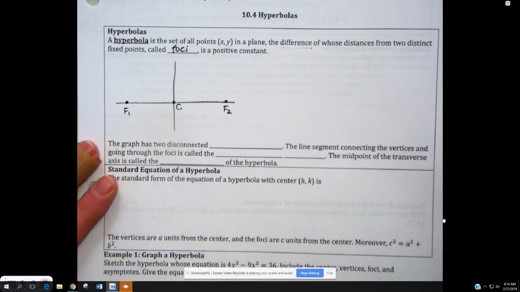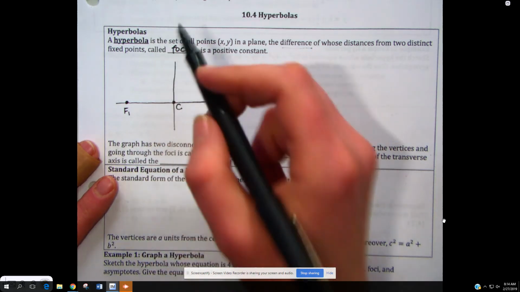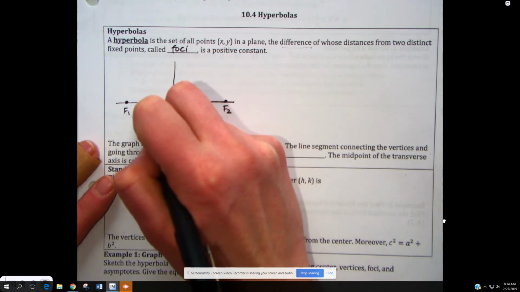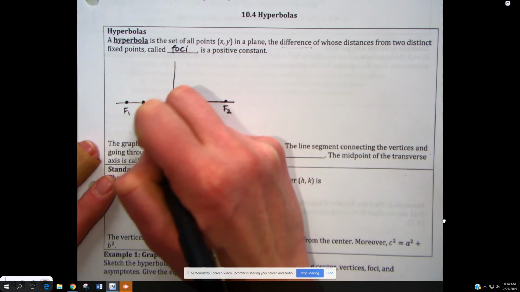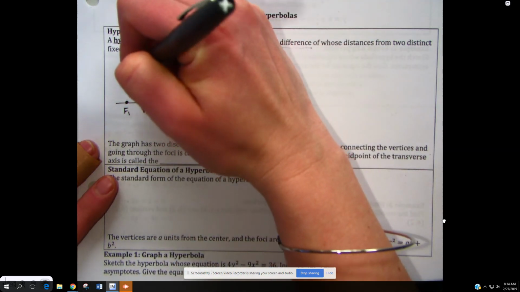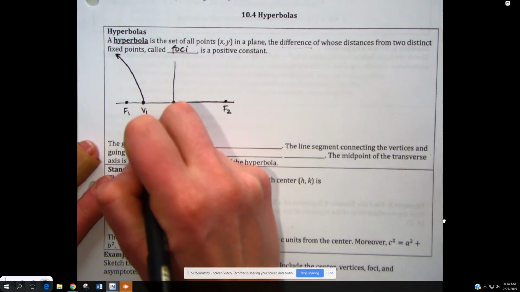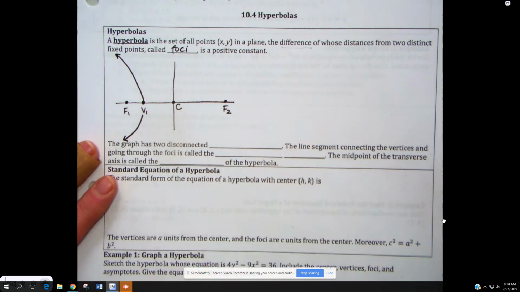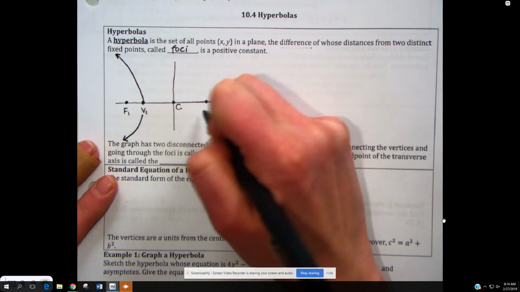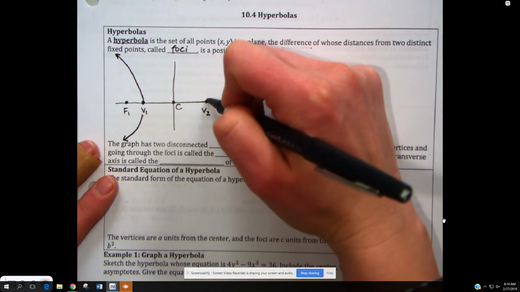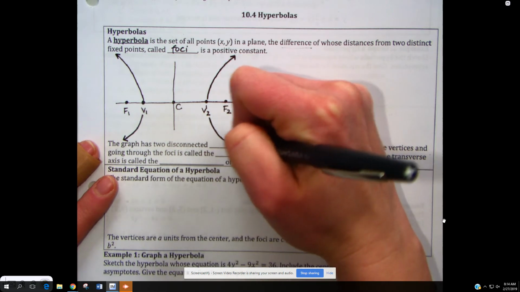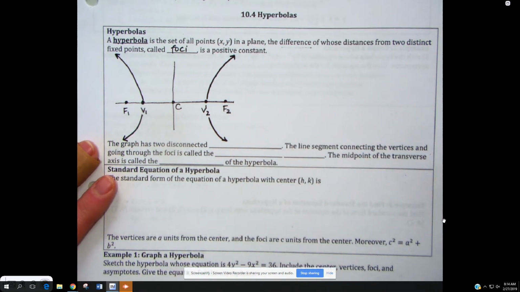When you're measuring your distances here, well, maybe I should sketch in the hyperbola first. It's kind of like you have two parabolas. So we'll say vertex 1 goes here, and it's going to open towards the focus. And vertex 2 would be a nice mirror image to the other side, opening and swallowing up the second focus. So it looks something like that.